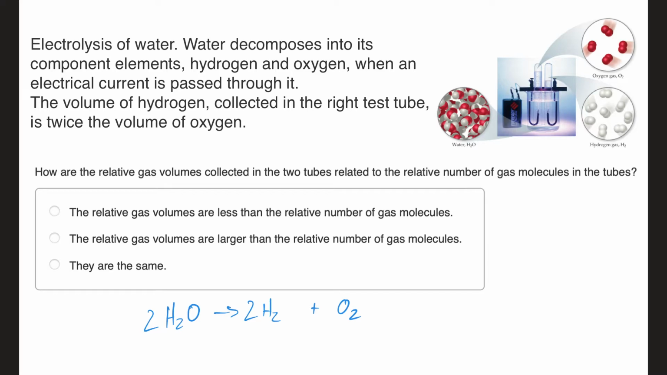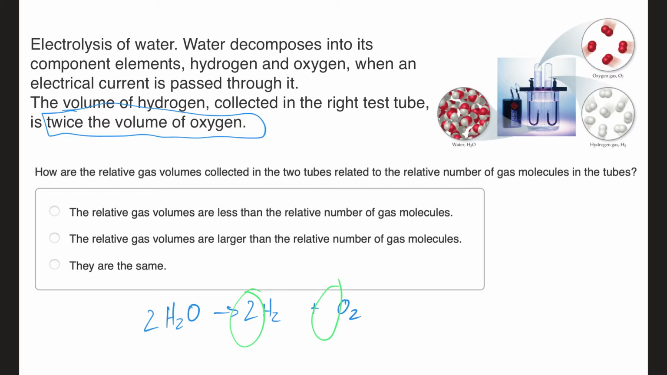It says when it's decomposed, when electrical current is passed through it, the volume of hydrogen collected in the right test tube is twice the volume of oxygen. And if you look at those numbers and compare them to the coefficients in the equation, it's interesting that they're the same, or maybe it's not interesting that they're the same.